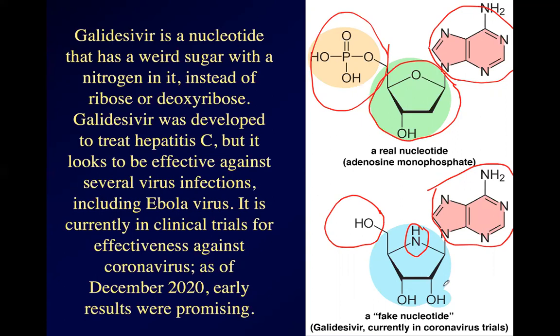Galidesivir was developed to treat a virus infection, hepatitis C. It looks to be effective against things like the Ebola virus, which was big news a few years ago. And I looked up the company that's making it. I think they're called BioCryst, and they're testing it against coronavirus. As of December of 2020, the last news I could get is that early clinical trials were promising. They have found that it is very safe.